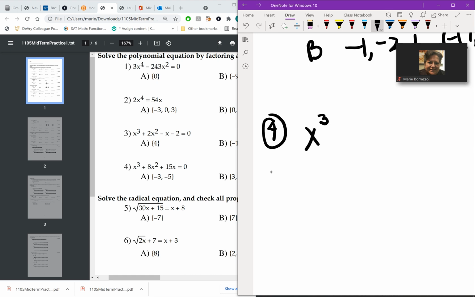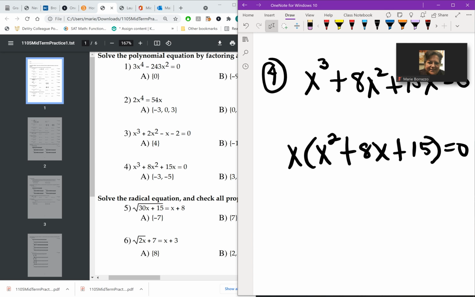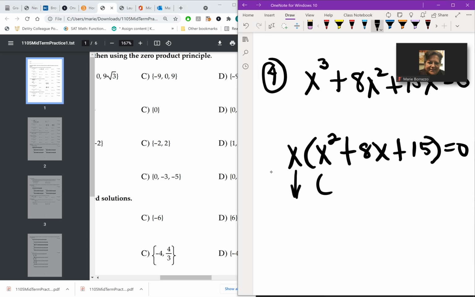You have x cubed plus 8x squared plus 15x equal to 0. If I factor out an x, I'm left with x squared plus 8x plus 15, again equal to 0. So in this case, if I factor this out, I have a repeating 0, it looks like, for number 4. And so that means that C should be your option, because you're going to end up with your repeating 0.